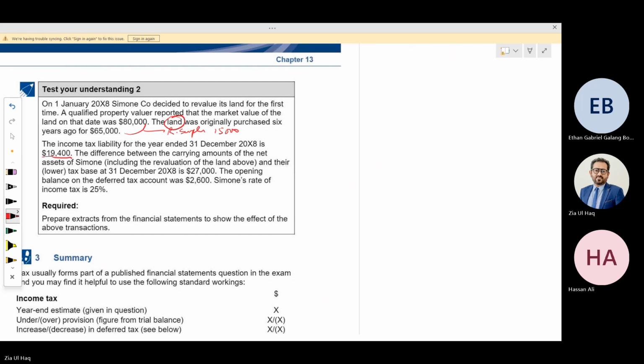What does that mean? The income tax liability for the current year is 19,400, being based on current year profit; they have estimated tax of 19,400. The difference between the carrying amount of the net assets of Simon, including the revaluation of the land above, meaning the difference, revaluation is also included, and their tax base at 31st December 20x8 is 27,000. The taxable temporary difference is 27,000. The opening balance on the deferred tax account was 2,600. Simon's rate of income tax is 25%.